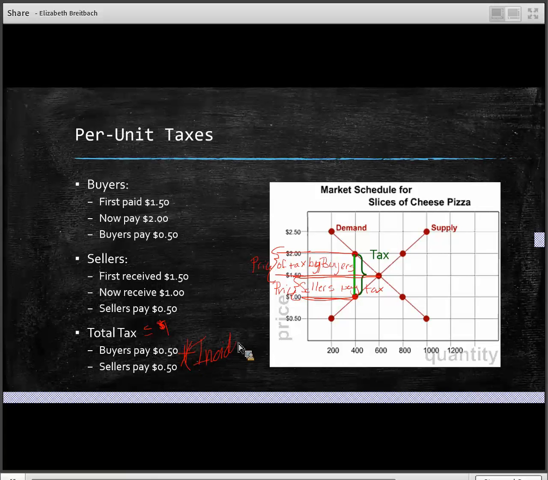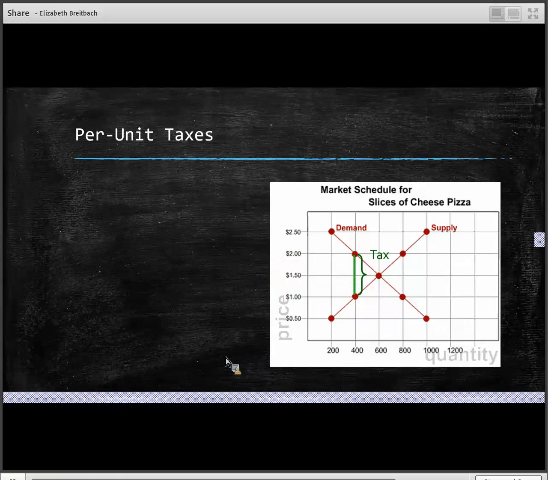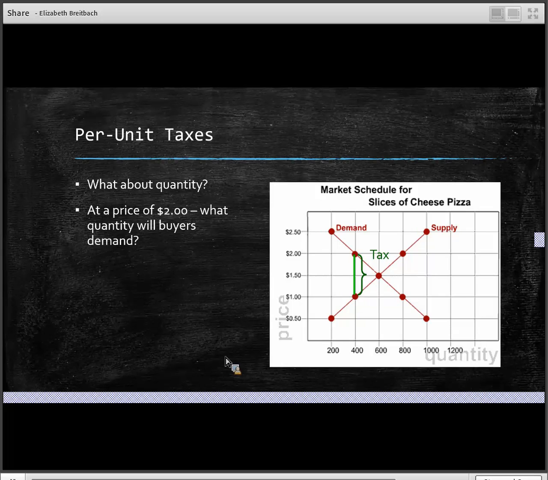All right, so again, what happened to quantity? We were initially at 600, but at a price of $2, the new price buyers pay, the quantity that they demand will be 400. At the price of $1, what's the new quantity sellers will supply? Well, they're less happy about this lower price, so some of them left the market, and they only supply 400 units. So 400 is going to be the amount bought and sold in the market. The quantity decreased based on the tax.